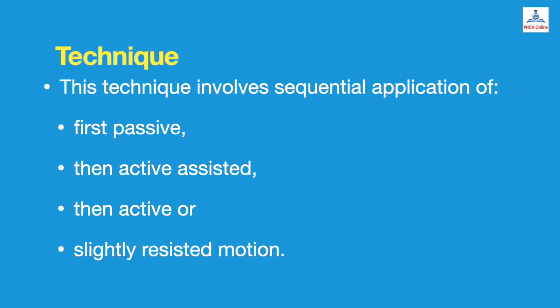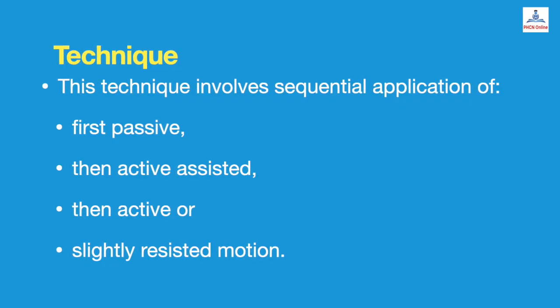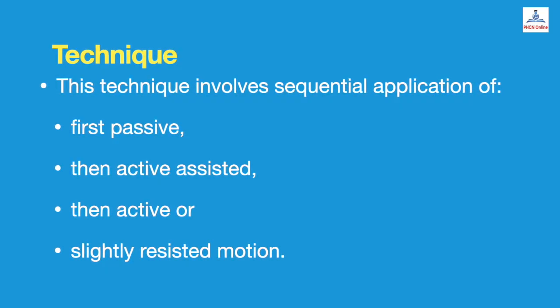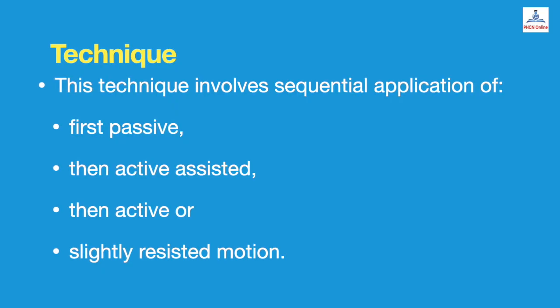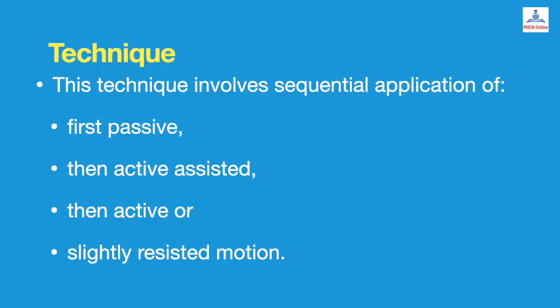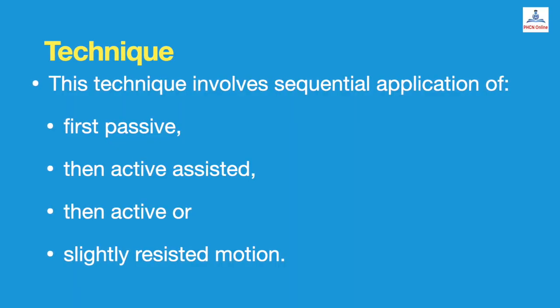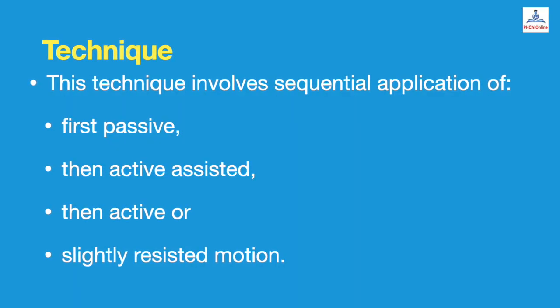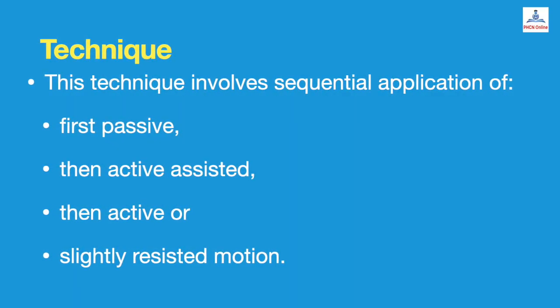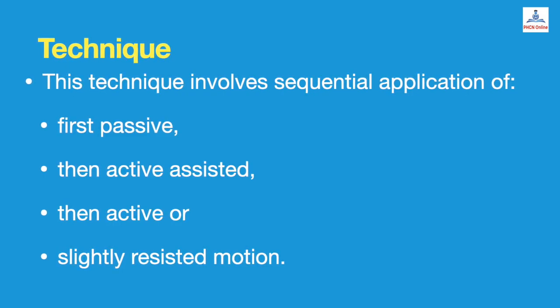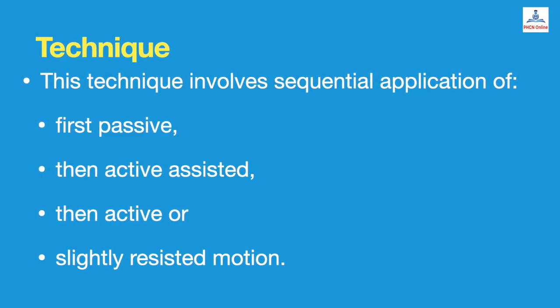This technique involves sequential application of first passive, then active assisted, then active or slightly resisted motion. Passive movement is used to encourage relaxation and teach the movement or task. Once relaxation is achieved, the patient is asked to assist. The clinician constantly monitors the patient's movement strategies.